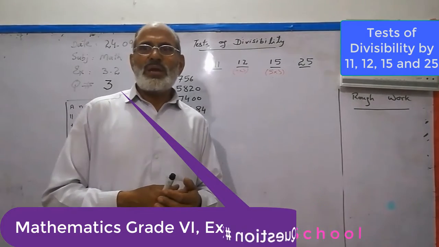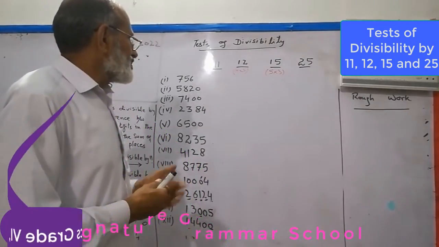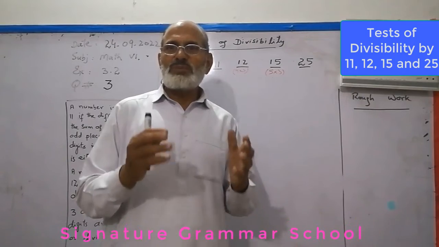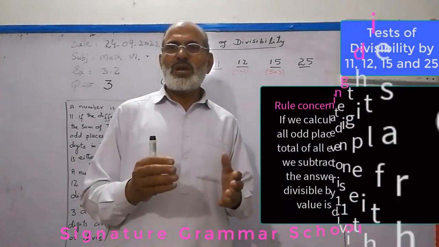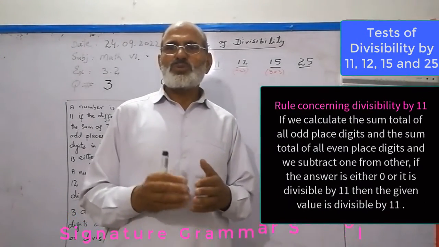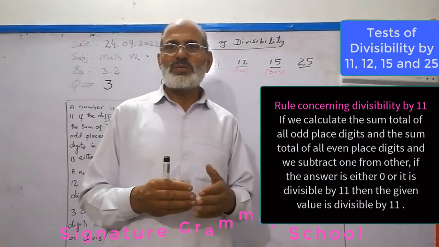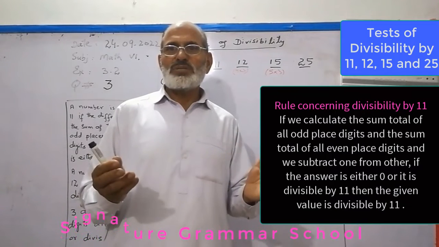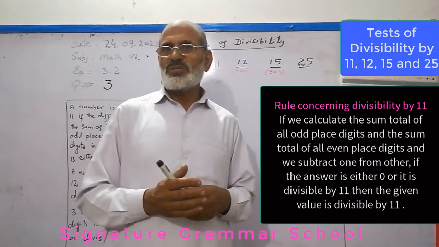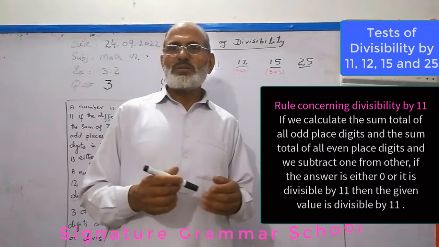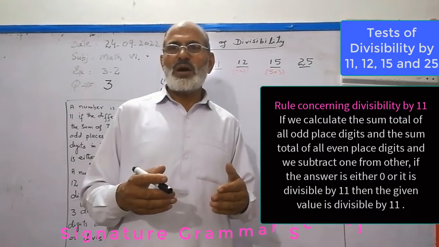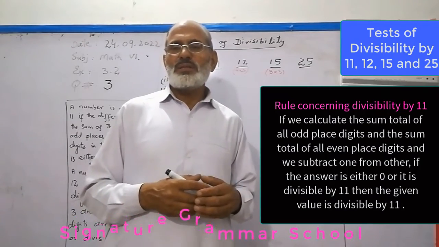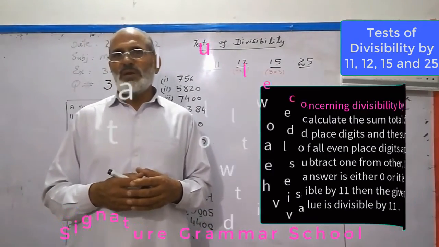Okay, as far as divisibility by 11 is concerned, if we take the sum total of the digits at odd places and the sum total of the digits at even places, and subtract one value from the other, and if the answer is 0, then that value is divisible by 11. Or in other cases, if the answer is 11 or a value which comes in the table of 11, again that value is divisible by 11.